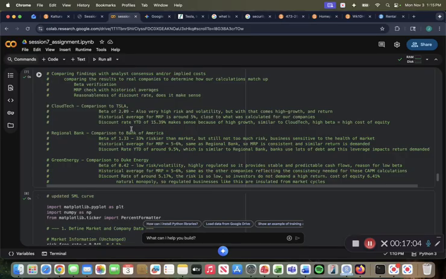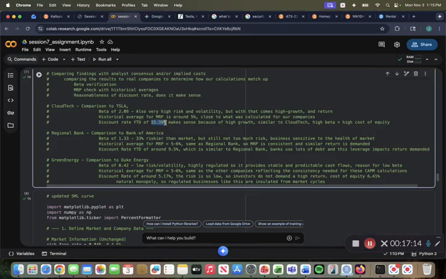And then our discount rate, 15.39%, makes sense because of high growth, similar to cloud tech, and the high beta equals high cost of equity. So very similar return, but it just makes sense because of, like we talked about, the positive relationship between beta and the required cost of equity.